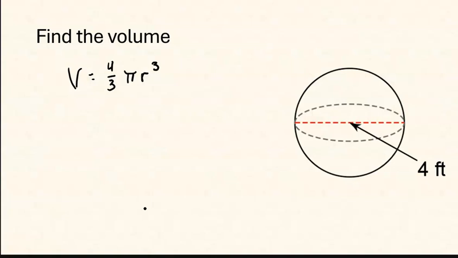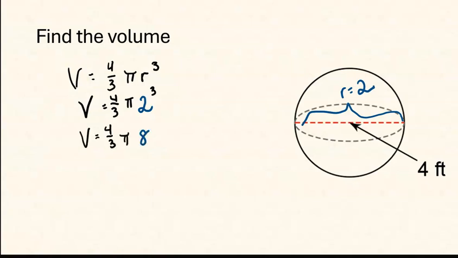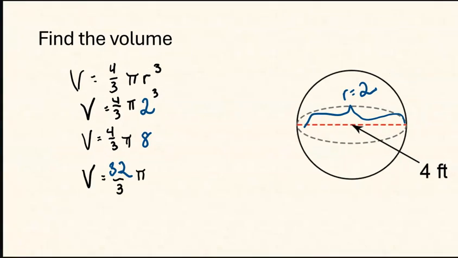Now, let's plug in what we have. Just like in the example with the cone, we are given a diameter here, and so the radius is 2. I plugged that in, and 2 cubed, or 2 to the third power, is 8. Now, 8 times 4 is 32, and I bring the rest of the equation with it.